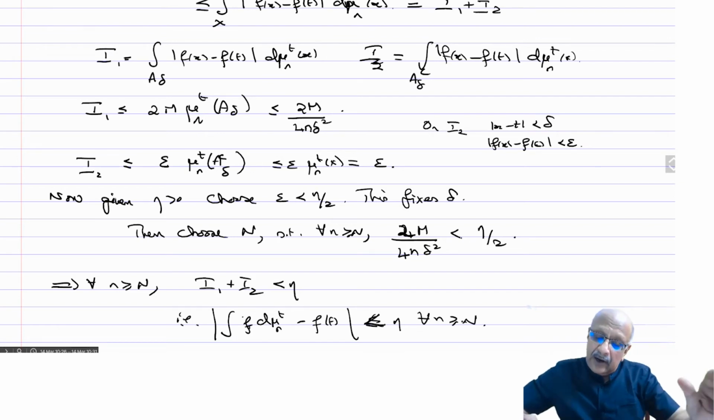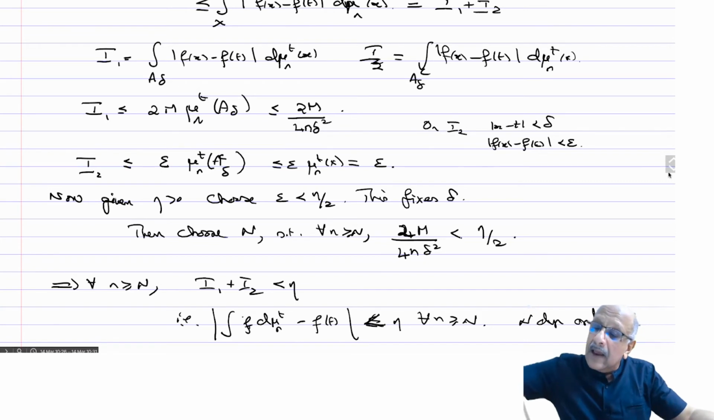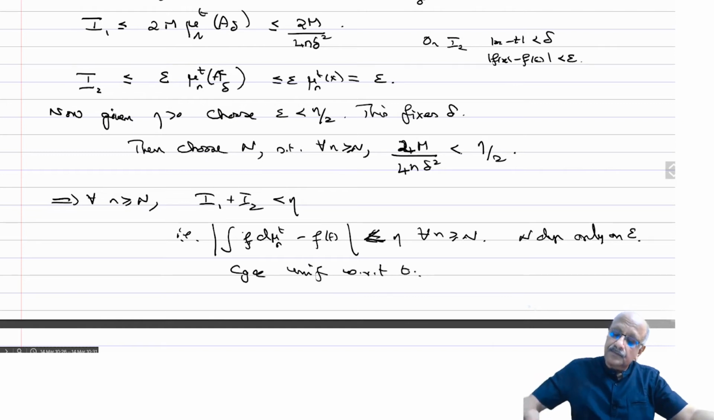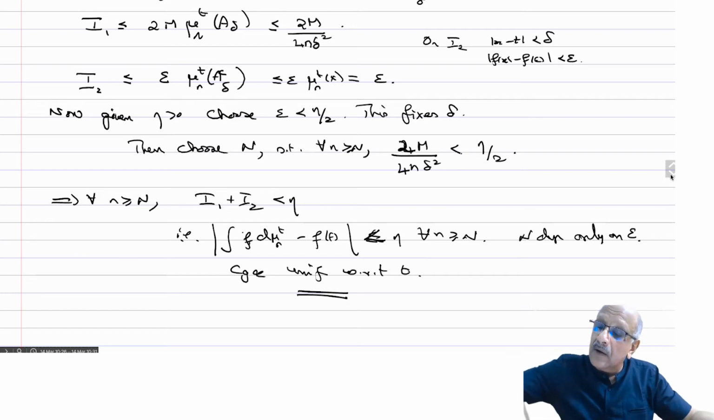And capital N depended on what? Given eta, you choose epsilon less than eta by 2, and then having chosen epsilon, delta is automatically fixed, and therefore this N depends only on epsilon and eta and does not depend on t, and therefore this convergence is uniform with respect to t. So that proves the lemma.